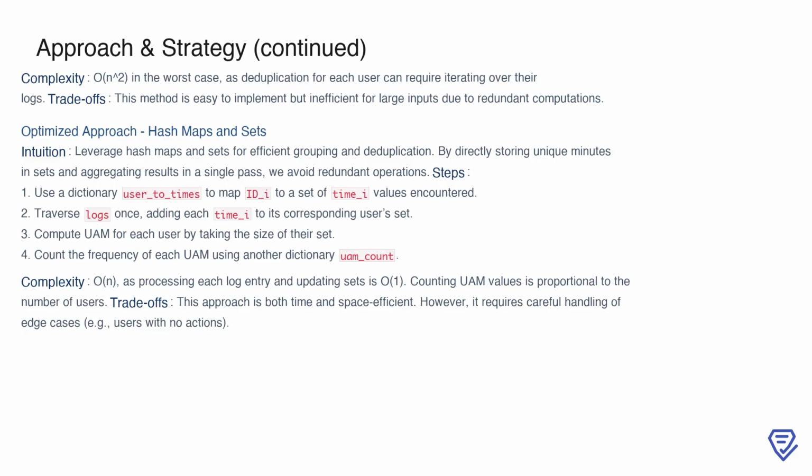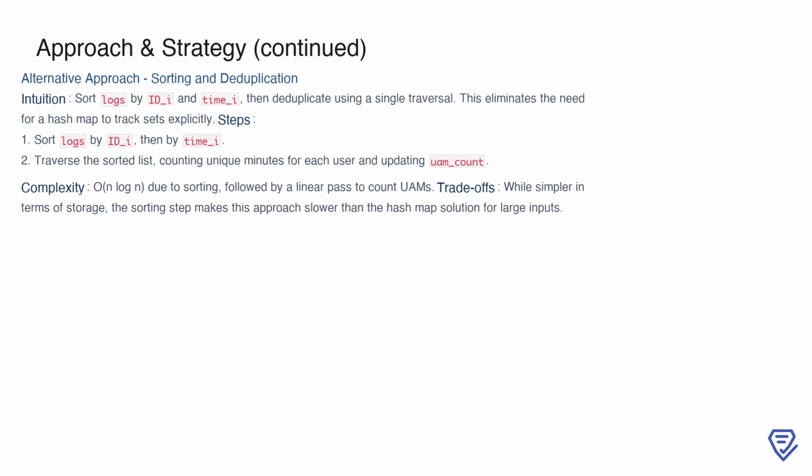This approach is highly efficient because operations like adding to a set and updating dictionaries are O(1). In terms of complexity, it achieves O(n), making it well suited for handling larger datasets. However, it's important to carefully handle edge cases, such as users with no actions, to ensure correctness. Another way to solve the problem is by using a sorting-based approach. Here, the idea is to sort the logs by user ID first and then by time. Once sorted, we can deduplicate the logs in a single traversal by simply comparing consecutive entries. This eliminates the need for explicitly maintaining sets, as unique minutes can be identified directly during the traversal.